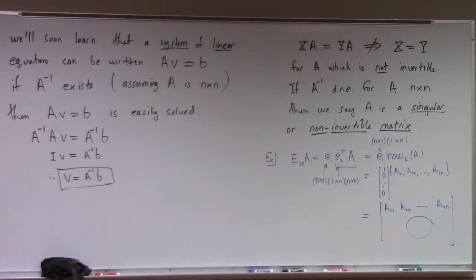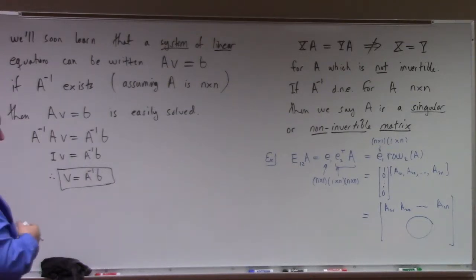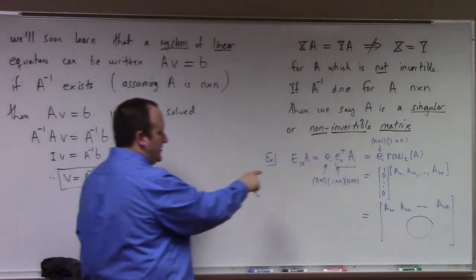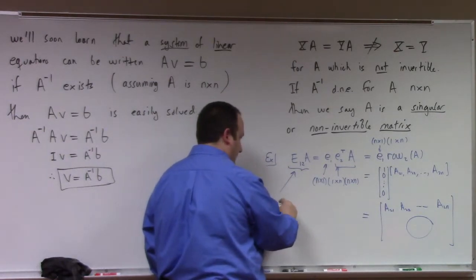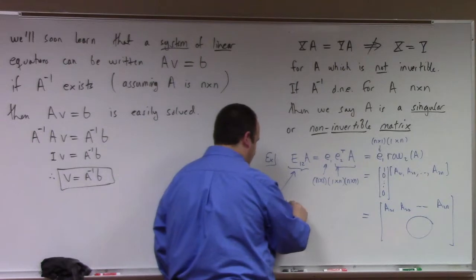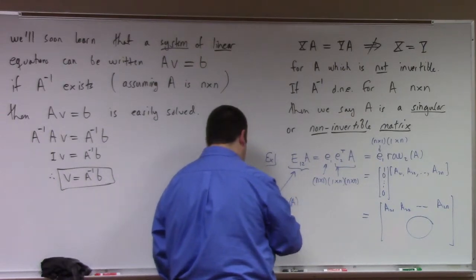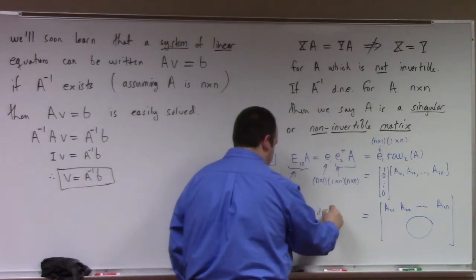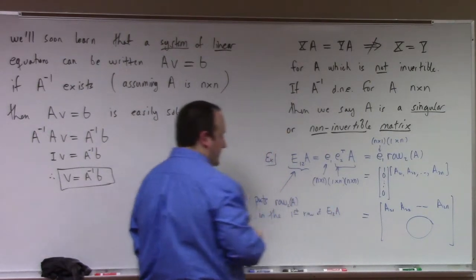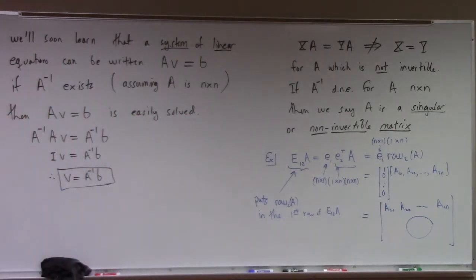Well, I was thinking of X as being the... No, I mean, this example is not wrong. The question is, what do we do with it? So, can you put in words what just happened? Multiplying on the left by E12 does what to A? It puts row 2 of A in the first row of E12 A, and it puts zeros elsewhere. That's what it does.